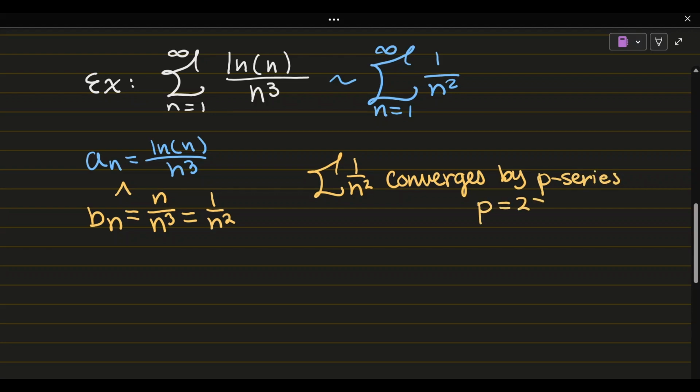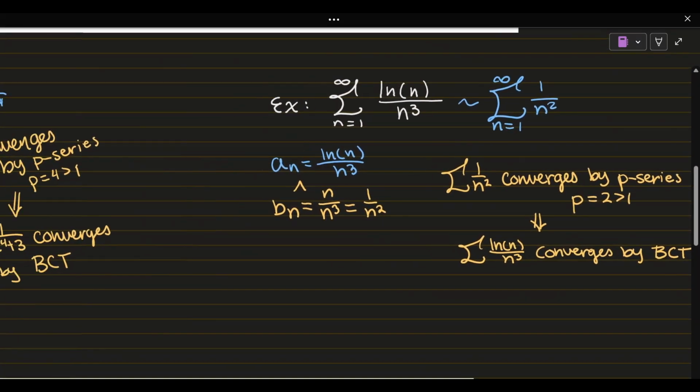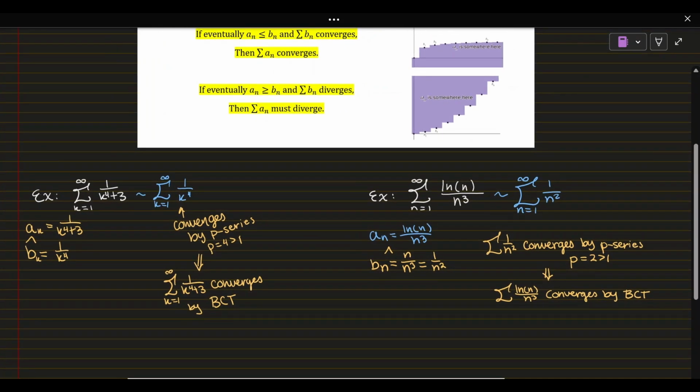So p equals 2 is greater than 1. And because of that, I know that bn is larger than an. We get that the sum of ln n over n cubed converges by the basic comparison test. Great. Okay, so we can always compare ln x to x. We can always compare ln n to n, right? So it's a fair comparison because we always know that ln n is smaller than n.